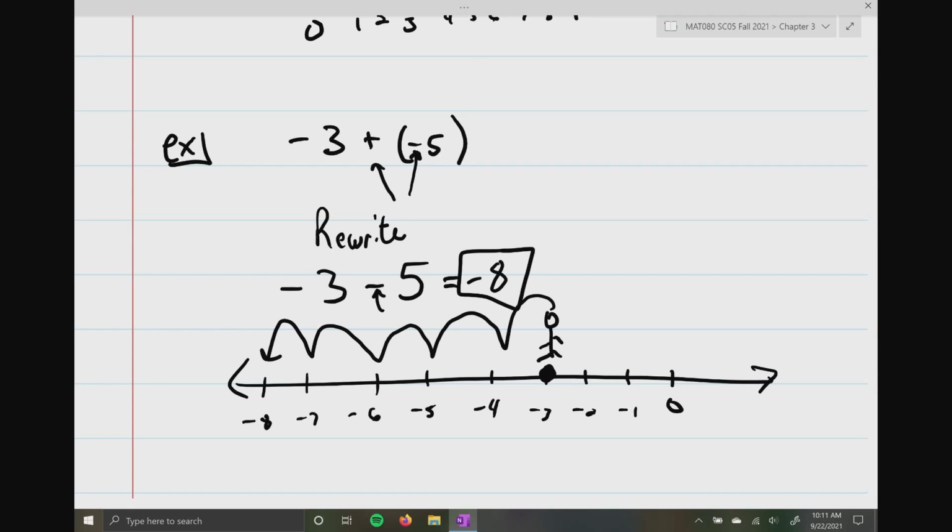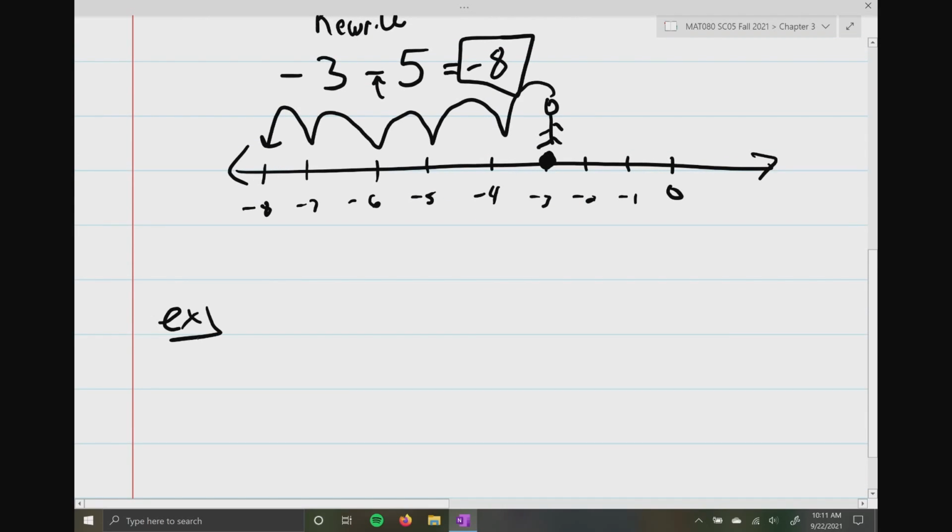Now, this method that I'm using right here, I think it's very effective. It kind of demonstrates physically what's happening, okay? But the problem with this is that eventually you get to problems like this: -25 minus 127, okay? And what I want us to avoid is drawing the number line and then trying to move 127 spots to the left. It doesn't make sense to do that. Your number line would be massive. So I'm going to introduce a rule for us.